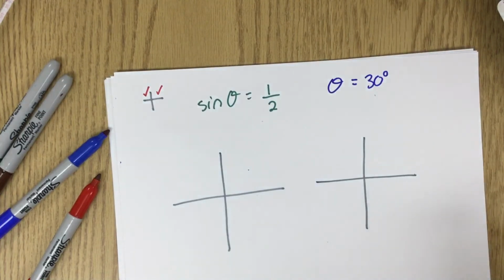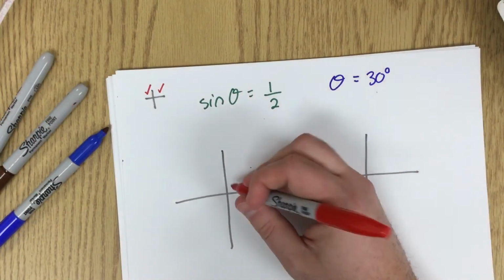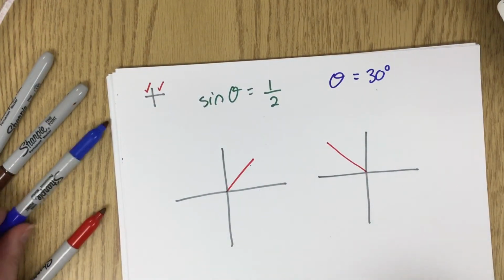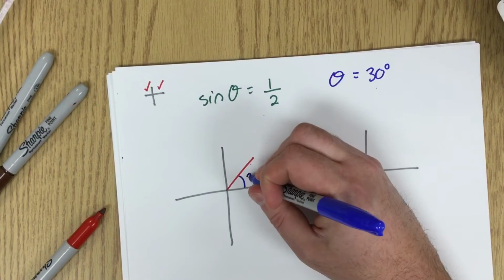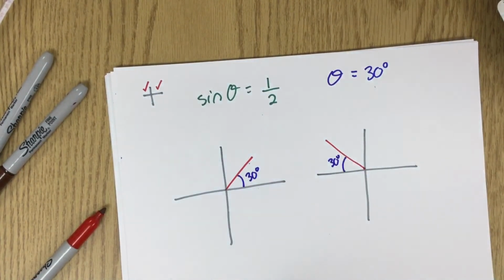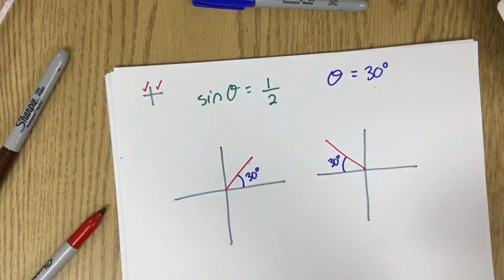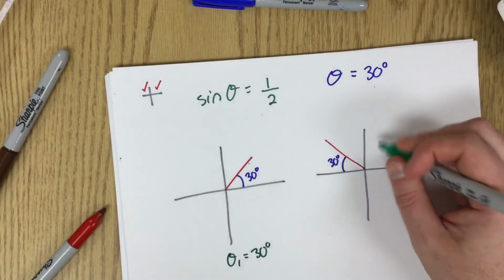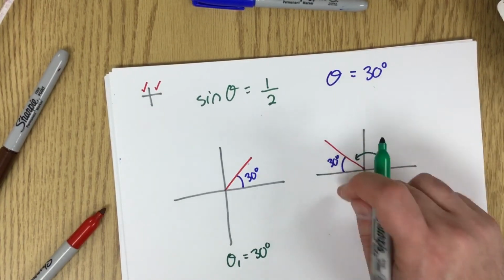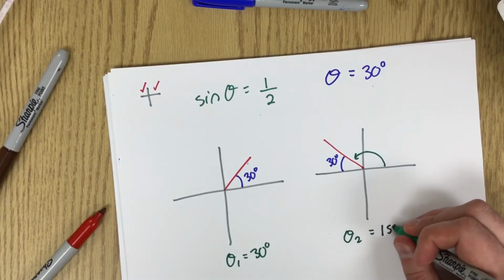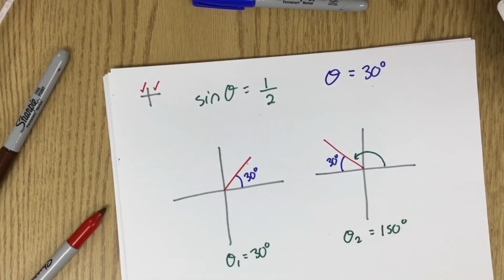What that's done is given us the related acute angle for each of these. So we know that the related acute of this is going to be 30, and the related acute of our other one is also going to be 30. In this case, the angle will be 30 degrees. In this case, the angle will be 180 minus the related acute. So the answer in the second quadrant is going to be 150.